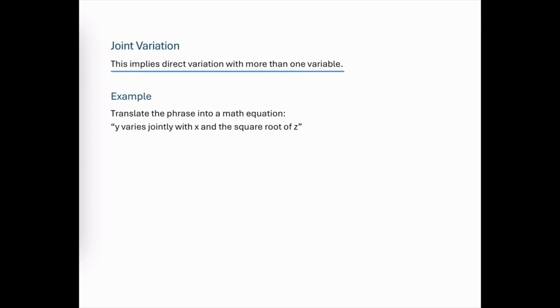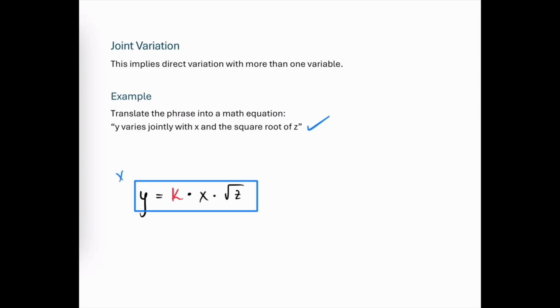So here again in this example, we're going to translate into a math equation. y varies jointly with x and the square root of z. Again, jointly is going to imply a direct relationship with more than one variable, so y is going to be in direct relationship, so therefore multiplied by the variation constant, and we multiply by both x and the square root of z. So this phrase is going to translate into this mathematical equation.